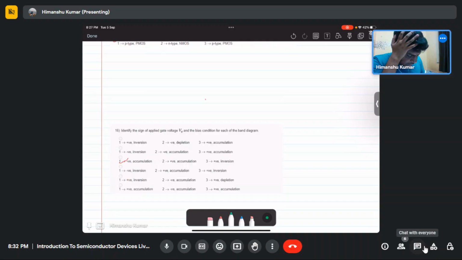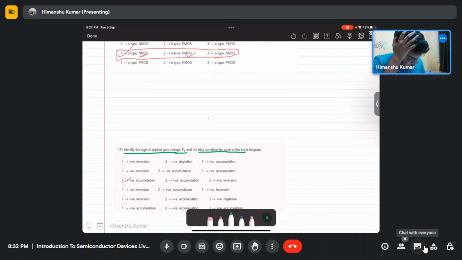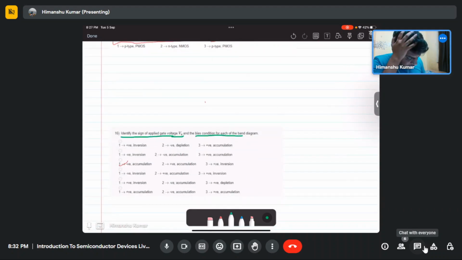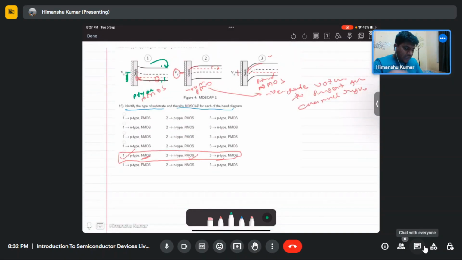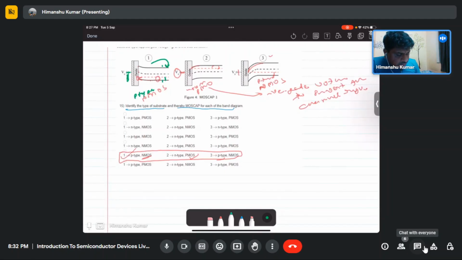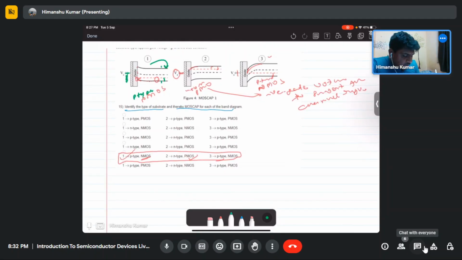Identify the sign of applied gate voltage VG and the bias condition for each of the band diagrams. So now in this case, we need to find what is the sign of the applied gate bias.